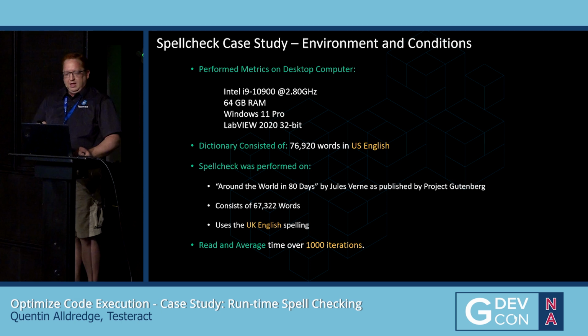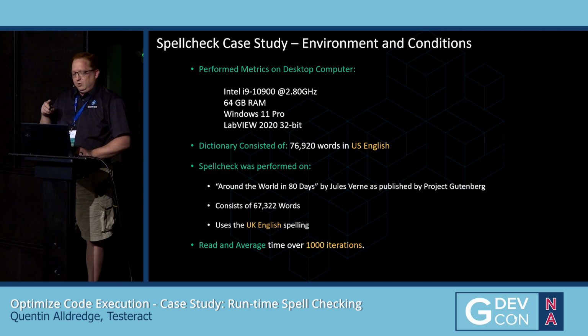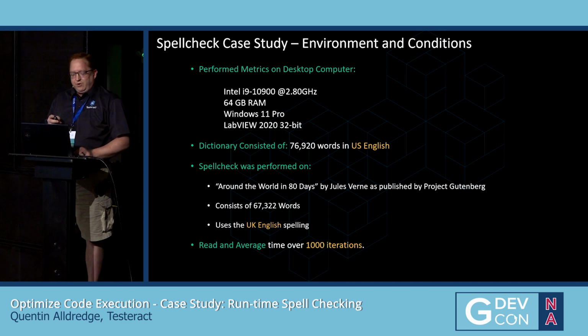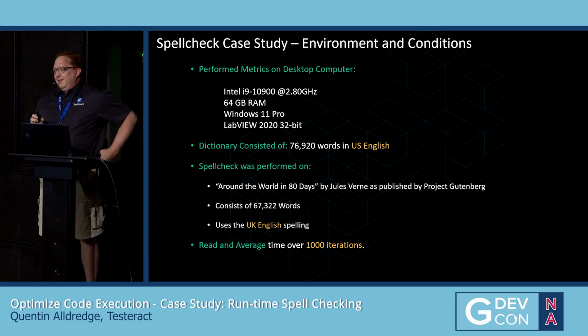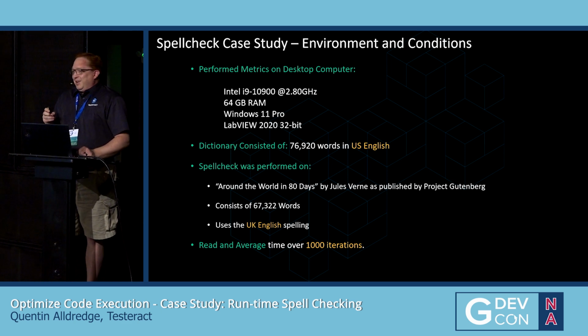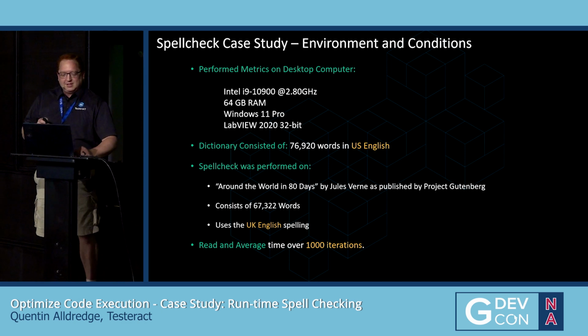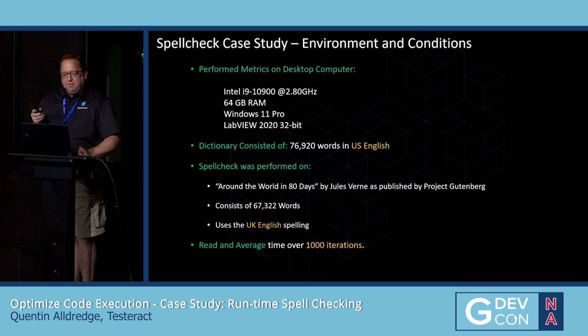I can't remember exactly. And then I performed a spell check on Around the World in 80 Days by Jules Verne, as published by Project Gutenberg, because that's an open, free thing that you can get. It consists of 67,322 words, and it's the UK spelling, which is good because I want to have things misspelled when I'm checking. So, no extra U's. You put Z's in the right place; let's spell it the proper American English way. And most of the time, I did 1,000 iterations for each of these.